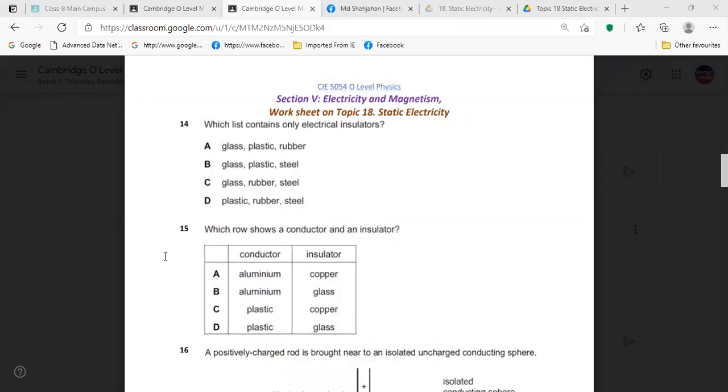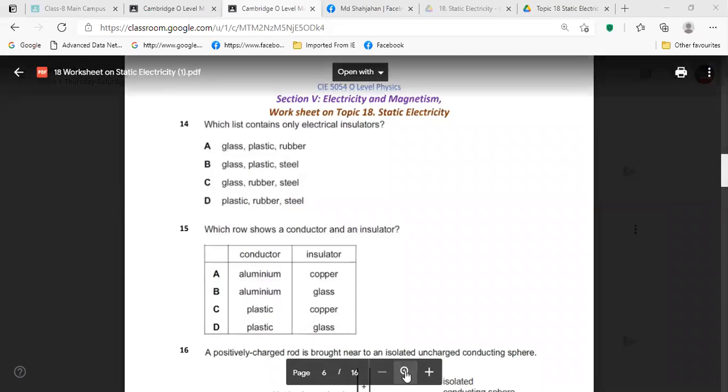Which row shows a conductor and an insulator? Insulator. Yeah. Now say it's very easy, right? Already you got two more questions like this. So you can do it now. Say, Farabi, now. Which one is your answer?